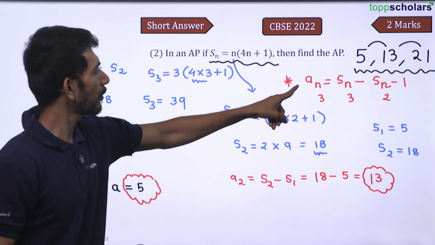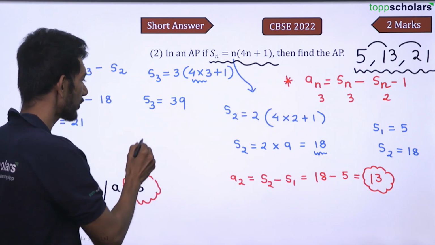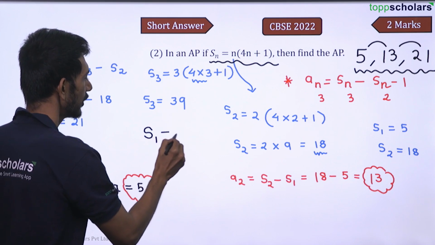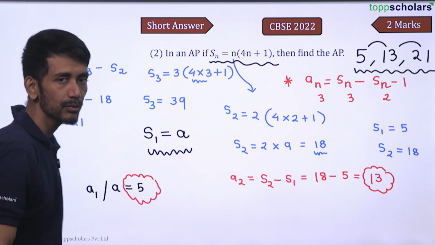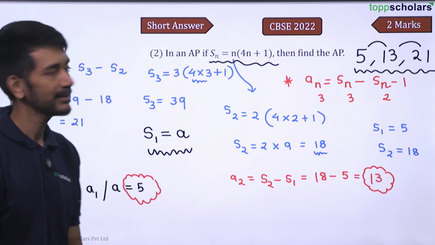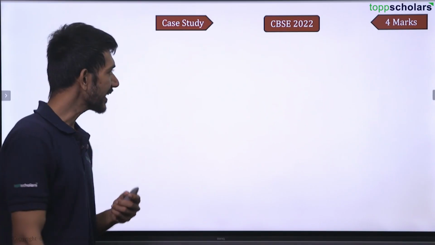So for that, what was important? This was important. What else was important? Always remember, S1 is always equal to your A, your first term. S1 is always equal. Easy? Perfect. Let's have a look at a case study question now.